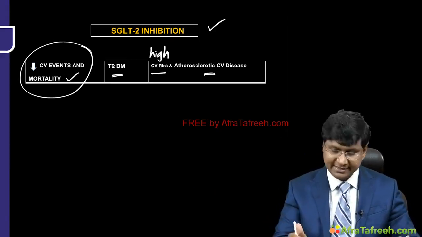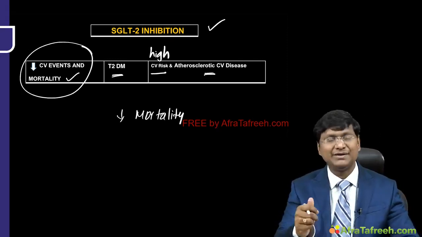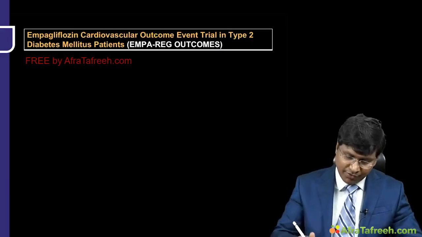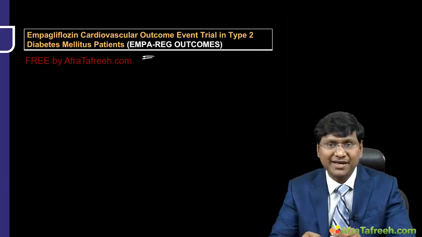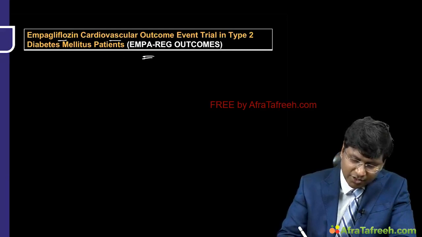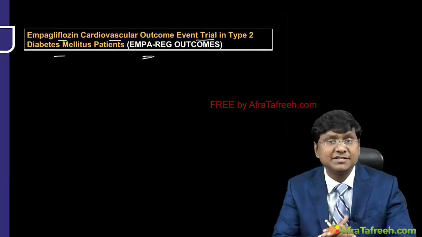Comfortably you can give them. They reduce mortality, particularly in diabetics, but they have also been tried in non-diabetics as well, and there was a positive result. What are those trials? Let me discuss. So we have a trial called the EMPA-REG outcome trial. What is this EMPA-REG? That is the empagliflozin cardiovascular outcome event trial in type 2 diabetes mellitus.